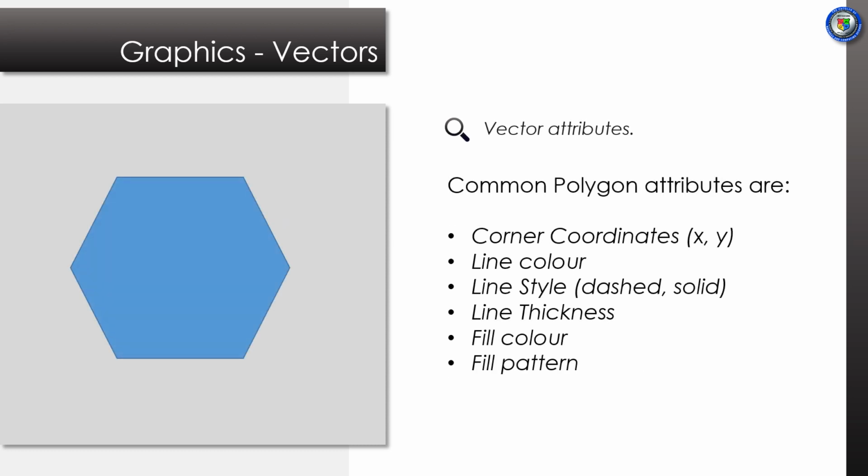And finally, a polygon. Its attributes would be coordinate points for its corners, line colour, line style, again solid or dashed, line thickness, a fill colour, and a fill pattern. You will have noticed that some of these objects have the same attributes. We can scale these objects up using their coordinate points, and similarly we can scale them down using the coordinate points too.